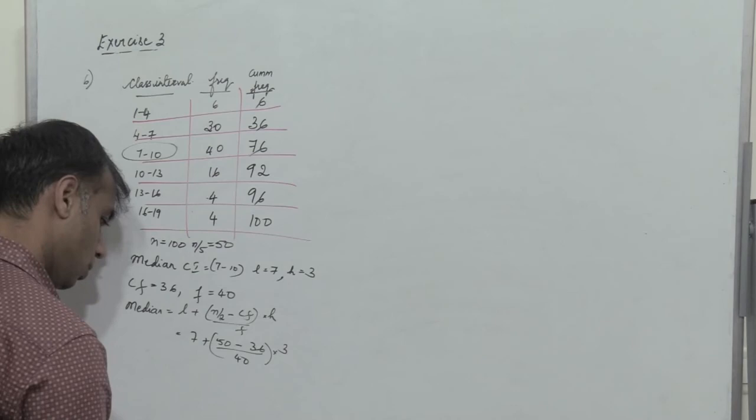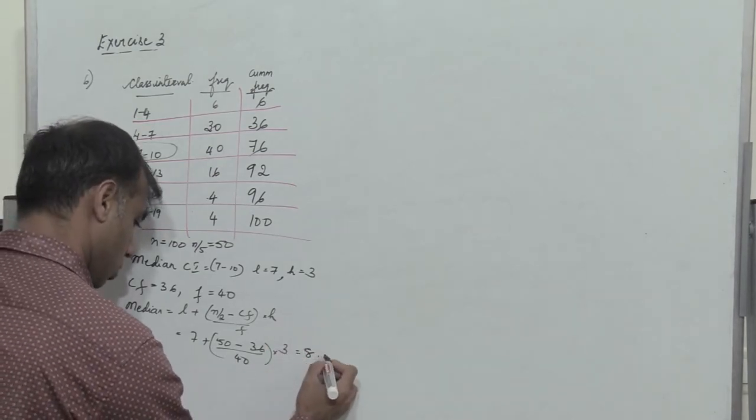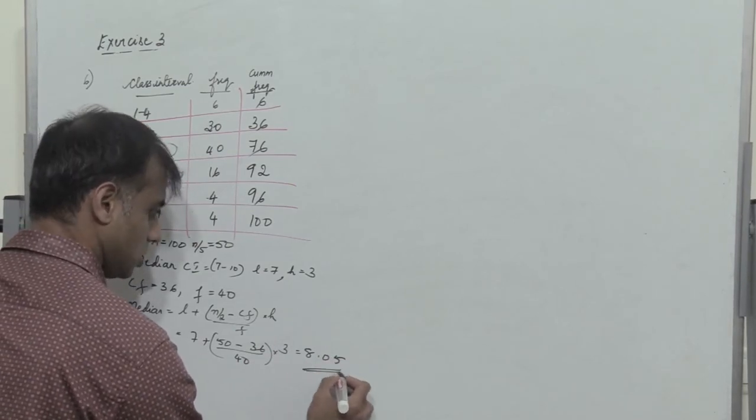Okay, so now we calculate. So when we calculate the value, we get the value as 8.05. So this is the median value I get.